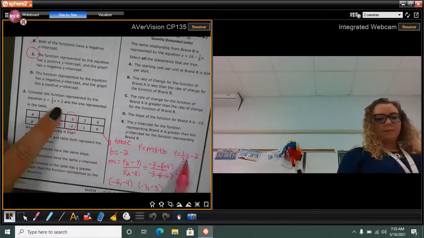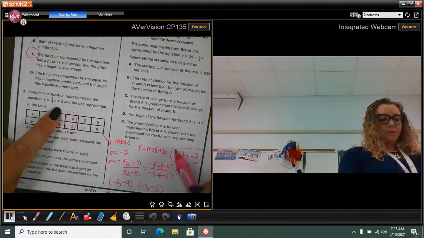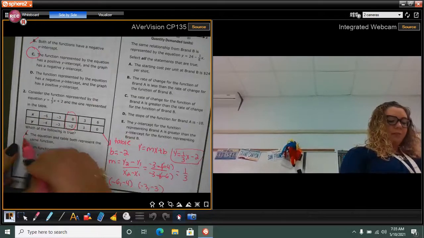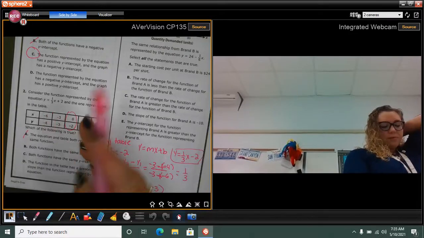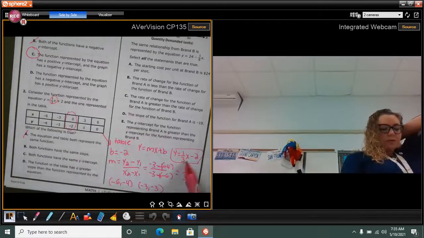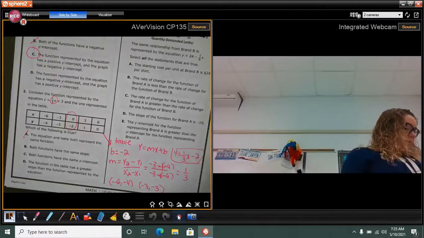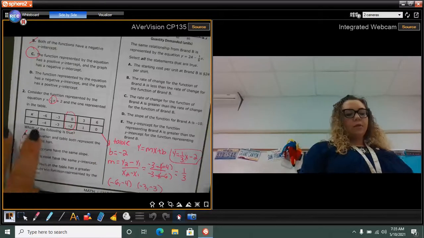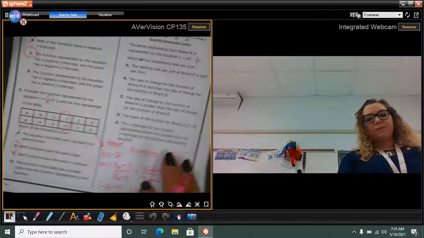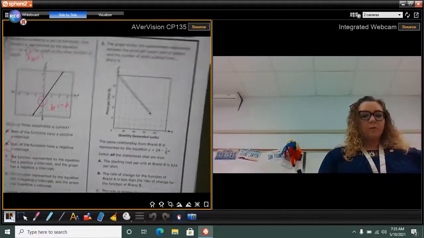Are these the same? No, they are not the same function. Both functions have the same slope. What is my slope of this one? 1/3. What's my slope of this one? 1/3. So my answer is going to be B. And again, we have done this before, so this should just be a good refresher.